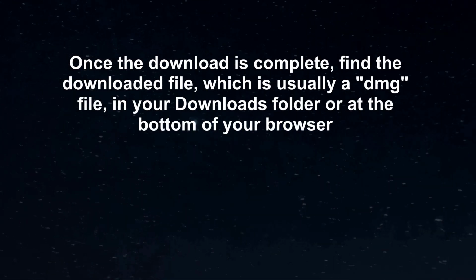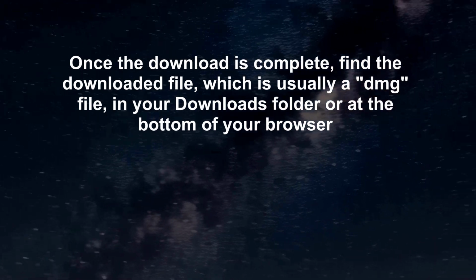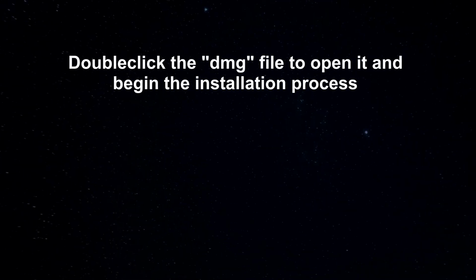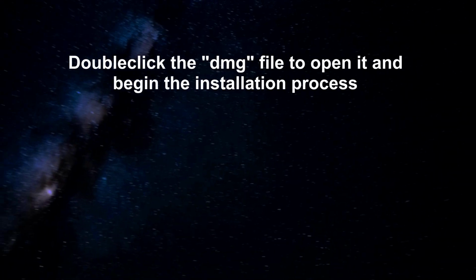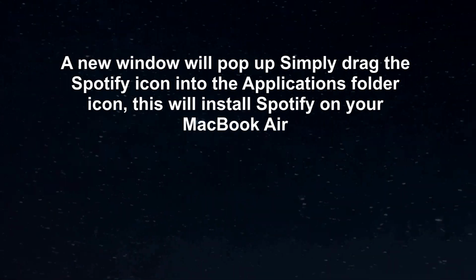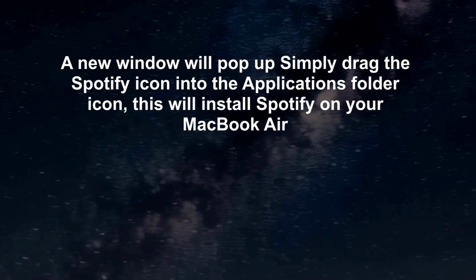Once the download is complete, find the downloaded file, which is usually a DMG file, in your downloads folder or at the bottom of your browser. Double-click the DMG file to open it and begin the installation process. A new window will pop up. Simply drag the Spotify icon into the Applications folder icon. This will install Spotify on your MacBook Air.